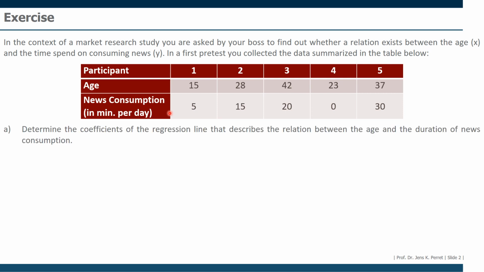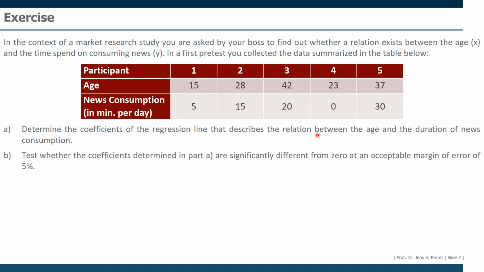Our first task then, A: determine the coefficients of the regression line that describes the relation between age and the duration of news consumption. And B: test whether the coefficients determined in part A are significantly different from 0 at an acceptable margin of error of 5%. Well, let's directly start with the first part, with the regression line and its coefficients.